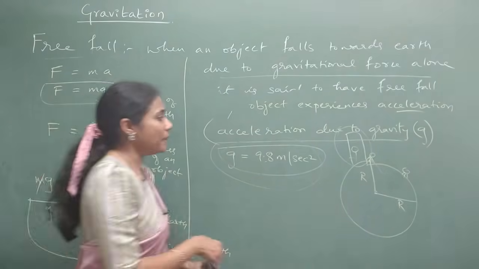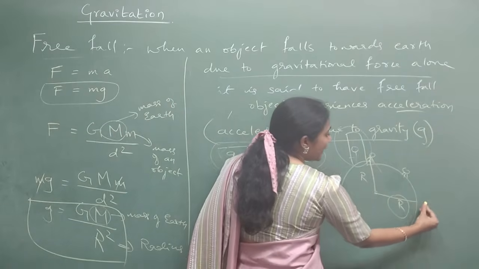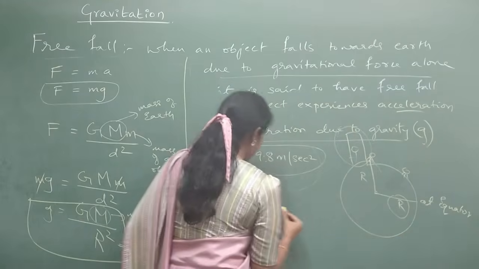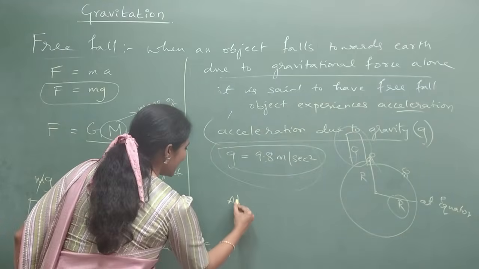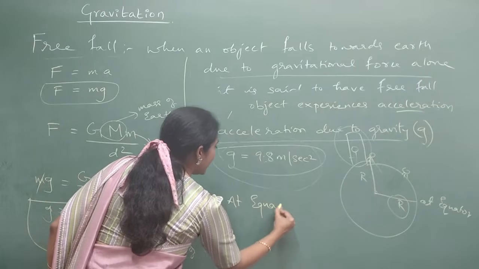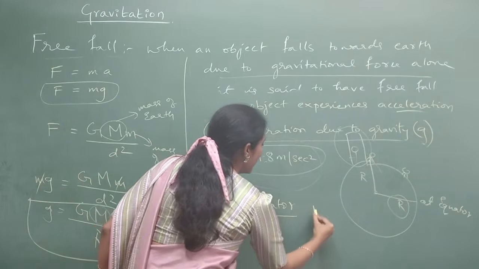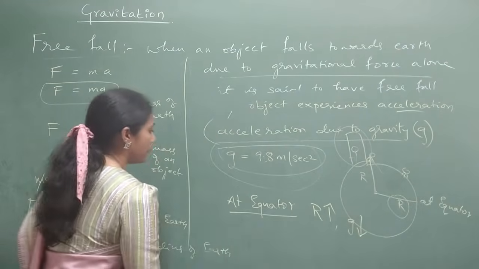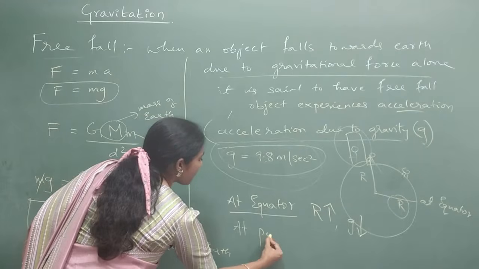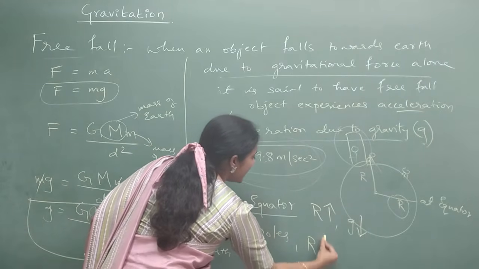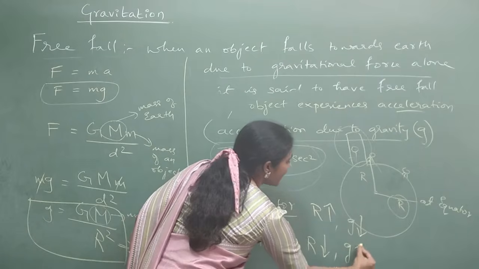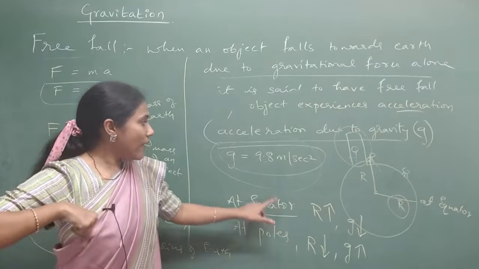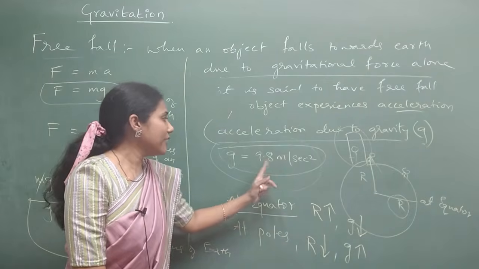And actually, the radius at the equator is more. At the equator, the radius is very high. When the radius is very high, G's value is lesser. At the poles, the radius is less, so G's value is a little higher. So at the poles, the value of G will be a little higher than this value.